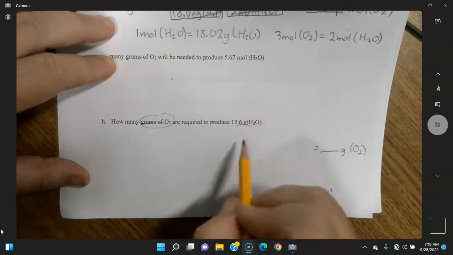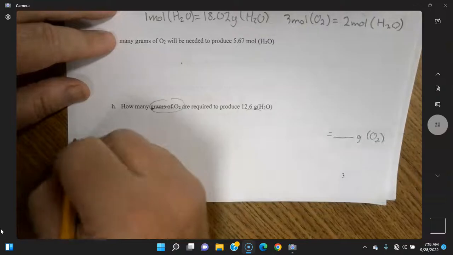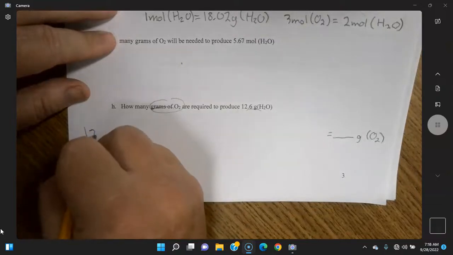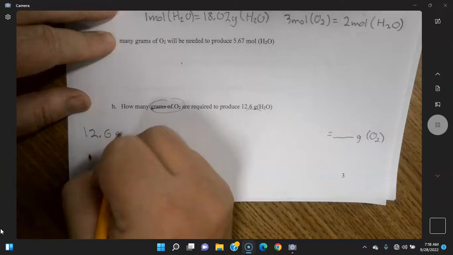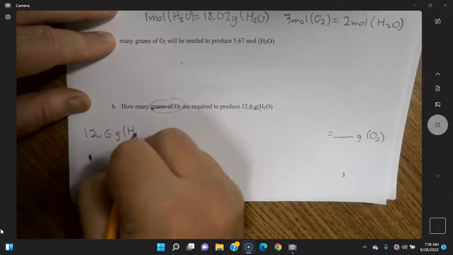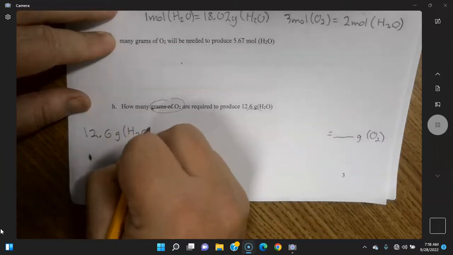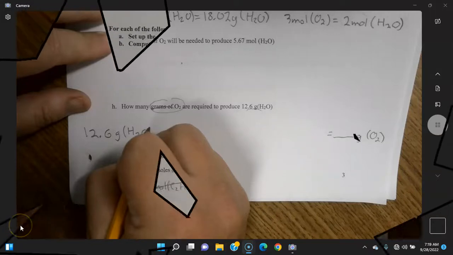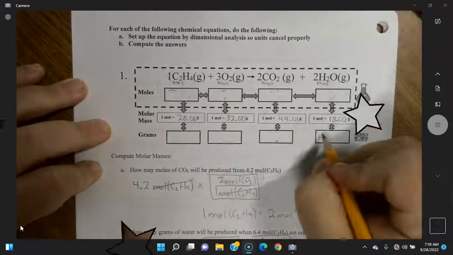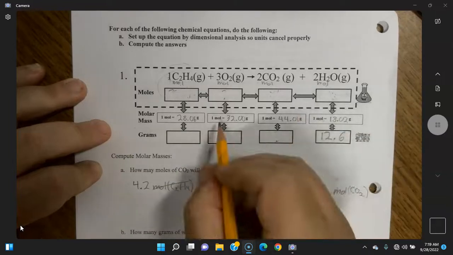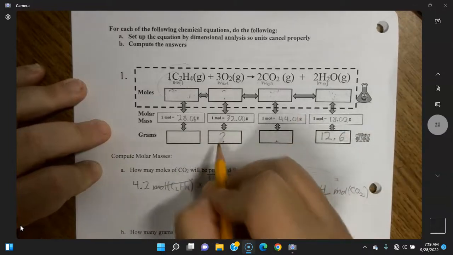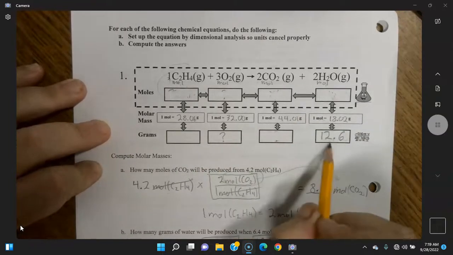We're starting with 12.6 grams H2O. We're going to go way over to this side because you're going to need 3 conversions. If you're not sure of that, I'll show you in a second. 12.6 grams of H2O. So grams of H2O to grams of O2. Grams down here of H2O, and you want grams of O2 is what you're trying to find, so your question mark is there.